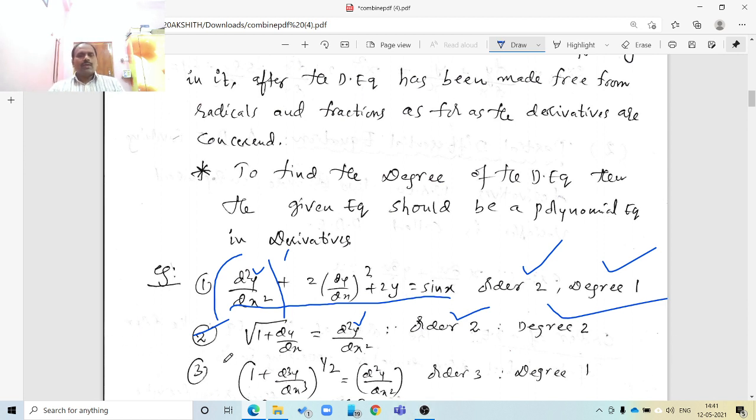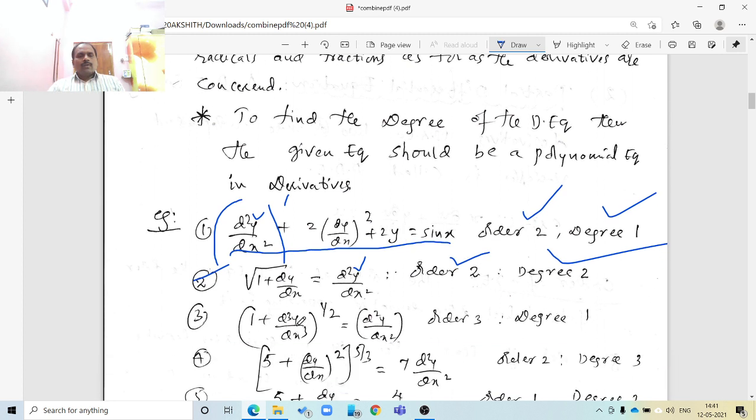Next you take the third one. (1 plus d cube y by dx cube) power half is equal to d square y by dx square. So what is the highest order? Third. The third order derivative is the highest order. Therefore obviously order is 3.